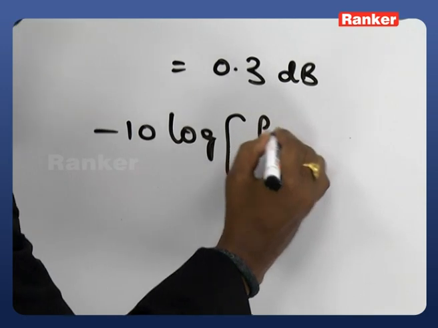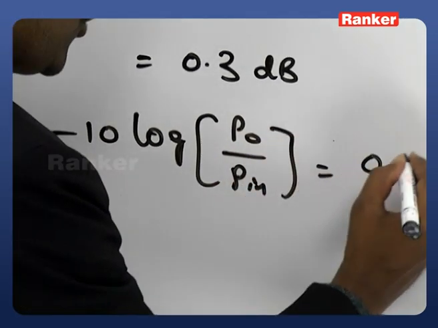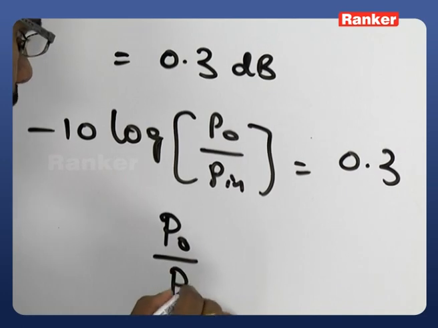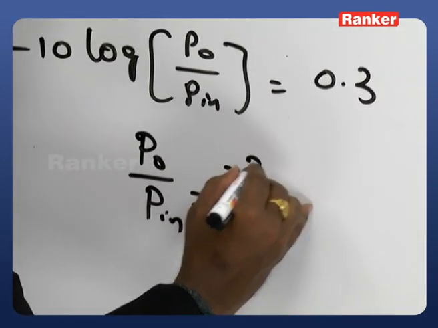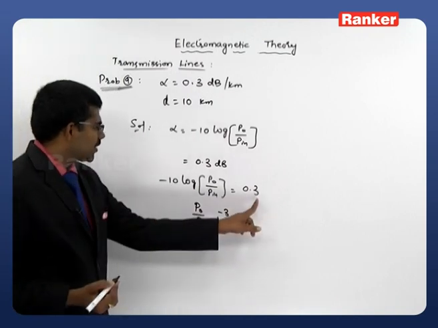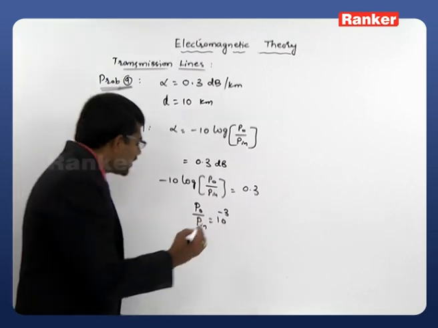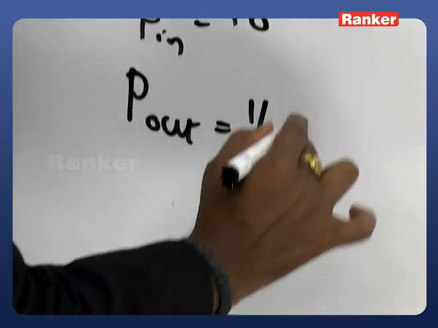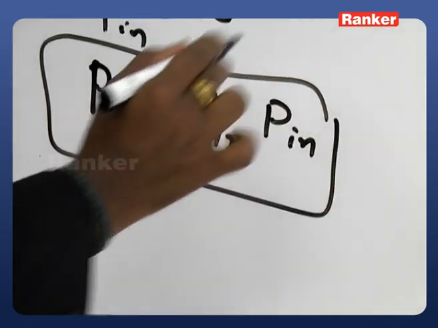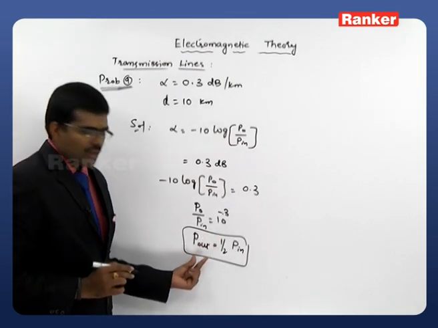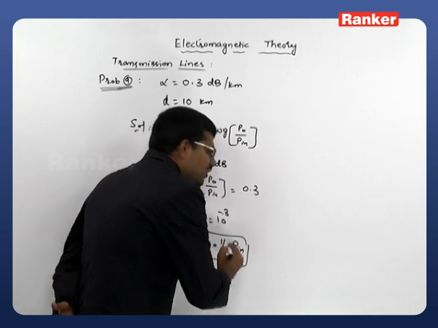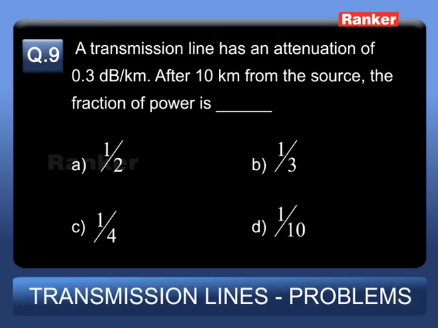Minus 10 log P output by P input, that is P applied, is equal to 0.3. After simple manipulation, you will get P output by P in equal to 10 power minus 0.3. Then simply the output power is equal to 1 by 2 times the input power. So after traveling for 10 kilometers, you can observe half of the applied power. The fraction of power observed is 50% or 1 by 2. This is available in option A, so option A is right for this particular problem.